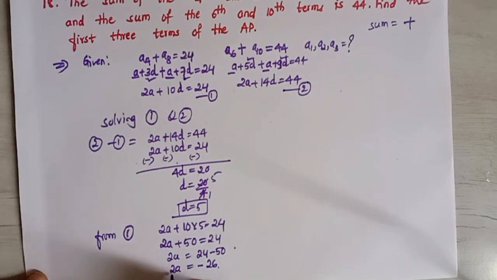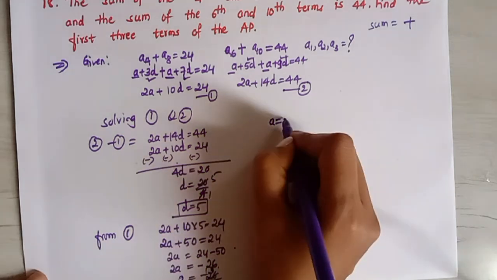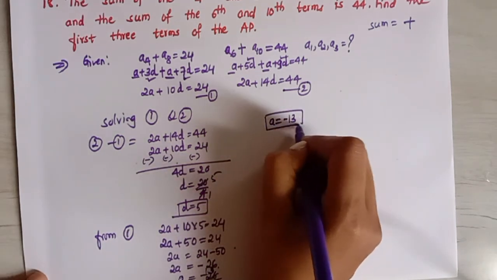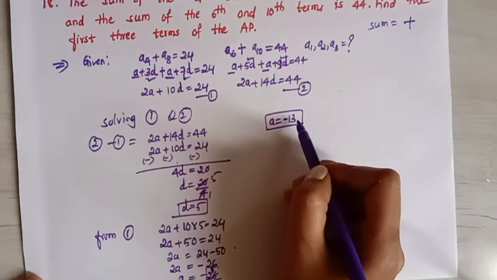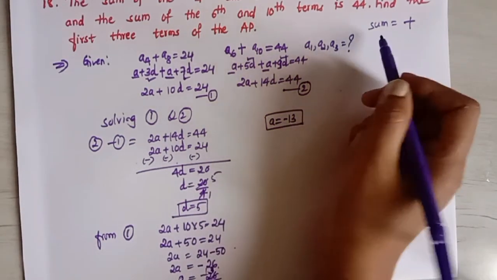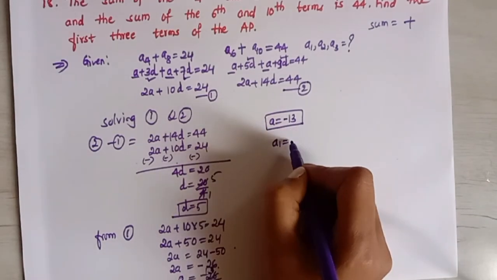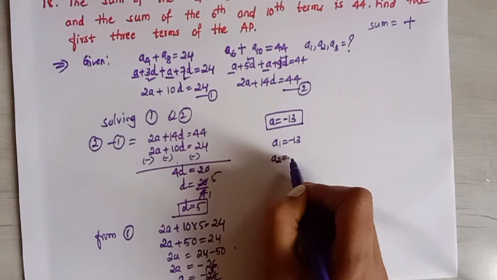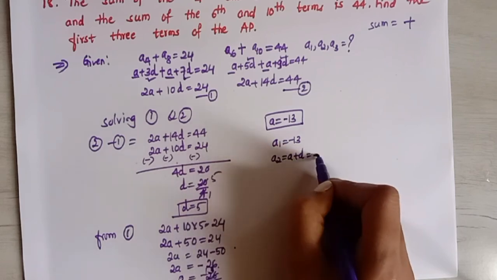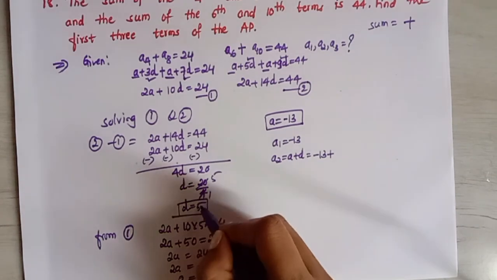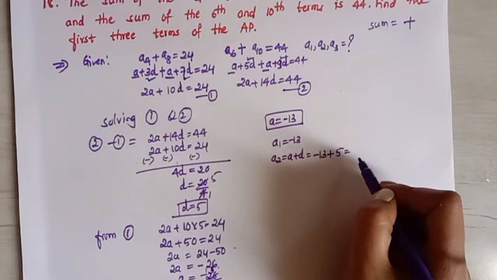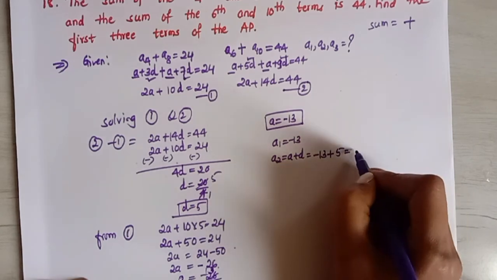So let us take this 2 to the right hand side. This will become division. Therefore A is equal to minus 26 divided by 2. Therefore A is, 2 1s are 2, 2 3s are 6, so this will be 13. A equal to minus 13. Okay. So now we got D and A values. Now we can easily find this A1, A2, A3. What is A1? A1 means the first term, that is minus 13. What is A2? A2 is A plus D. So A is minus 13 plus D is 5. So minus 13 plus 5 is minus 8.